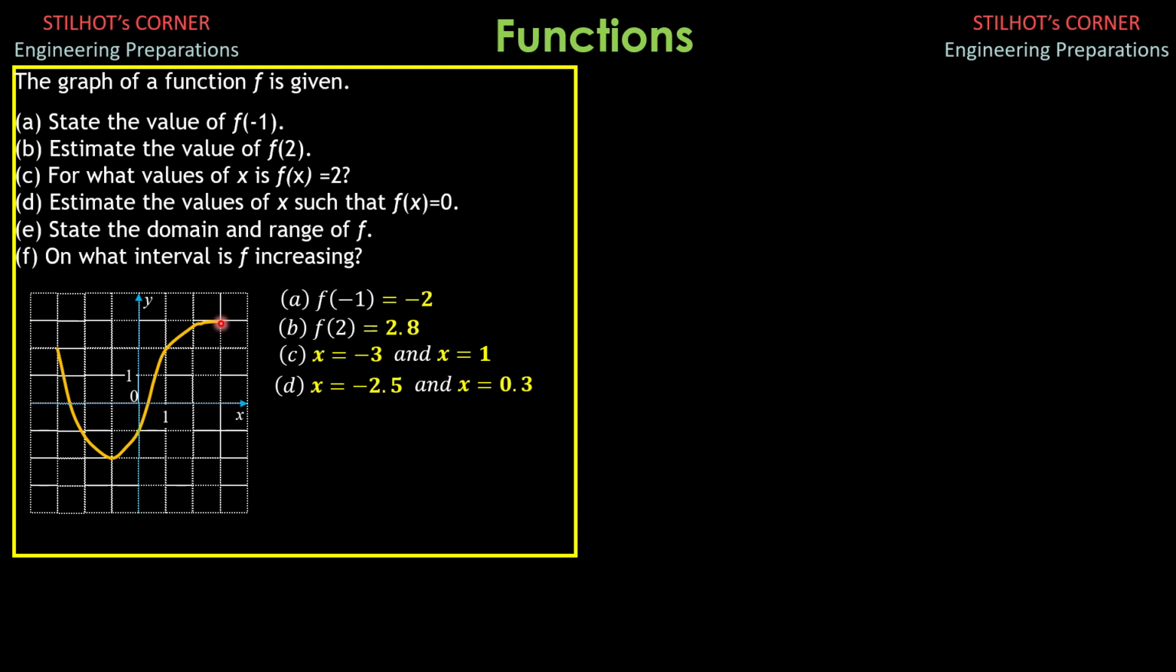So the range of f is the closed interval -2 to 3, while the domain is the closed interval -3 to +3. So domain, closed interval -3 to +3, and the range is the closed interval from -2, the lowest, to +3, the highest. So range is -2 to +3.